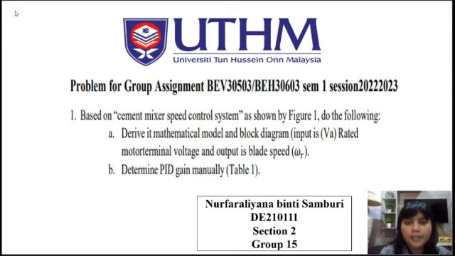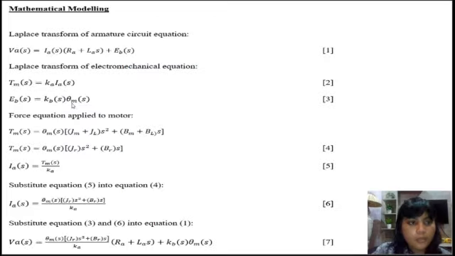I would like to explain how I solve for question A, which is to derive its mathematical model and block diagram. Input is VA and output is blade speed omega R. And question B, determine PID gain manually. Mathematical modeling. So this is for solving question A.